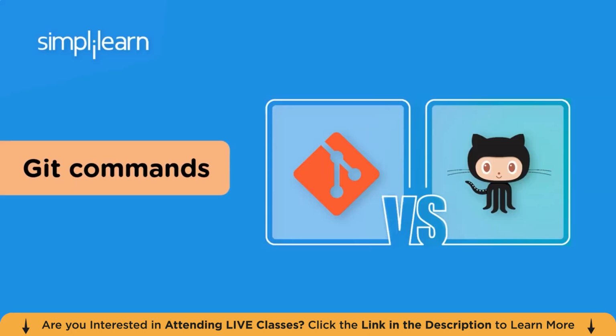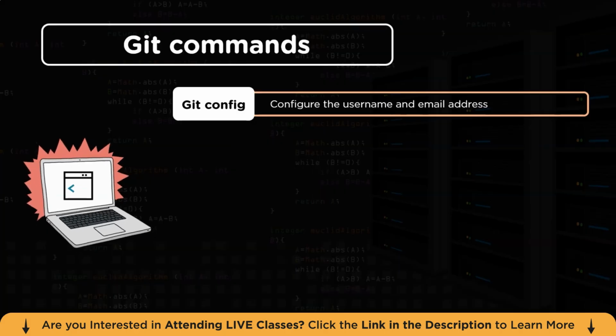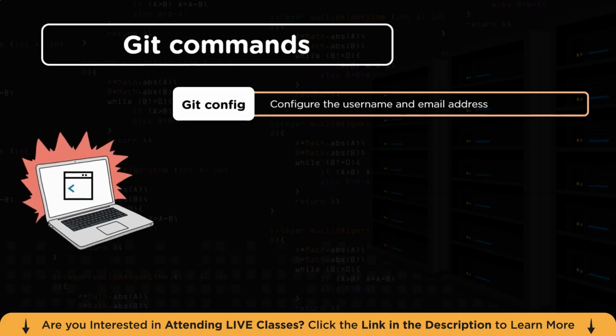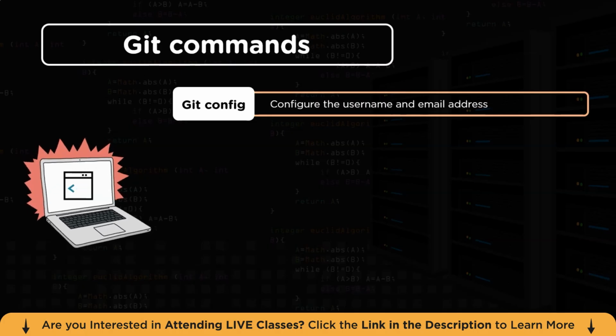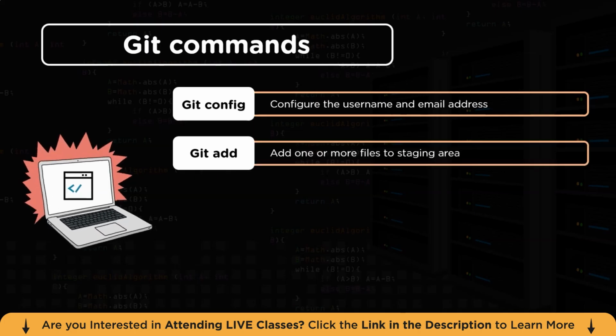Now, when we are all aware of Git and GitHub, let's have a look at some prominent commands used in Git. First command is the git config command. This command helps in configuring values on a global or local project level. It helps in configuring the username and the email address when we first begin with Git. Second command is the git add command. It is used for adding any number of files to the Git repository. It could be one file, two files, or an entire folder.